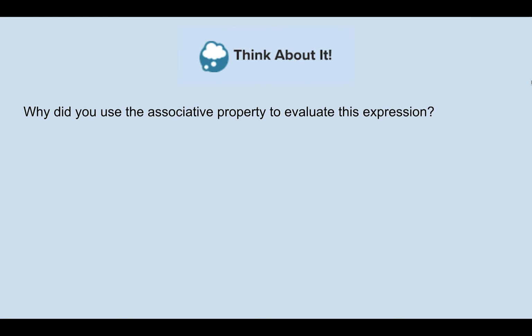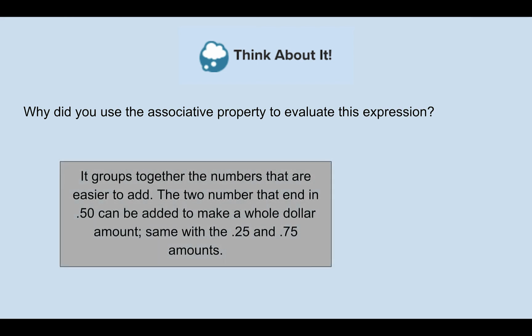So write down your thinking. Why did we use the associative property to evaluate this expression? I briefly talked about it, but pause the video and write it in your own words. You should have put something along the lines about grouping numbers that are easier to add. Okay, I also mentioned whole dollars. 50 cent plus 50 cent is a whole dollar. 25 cent plus 75 cent is a whole dollar.